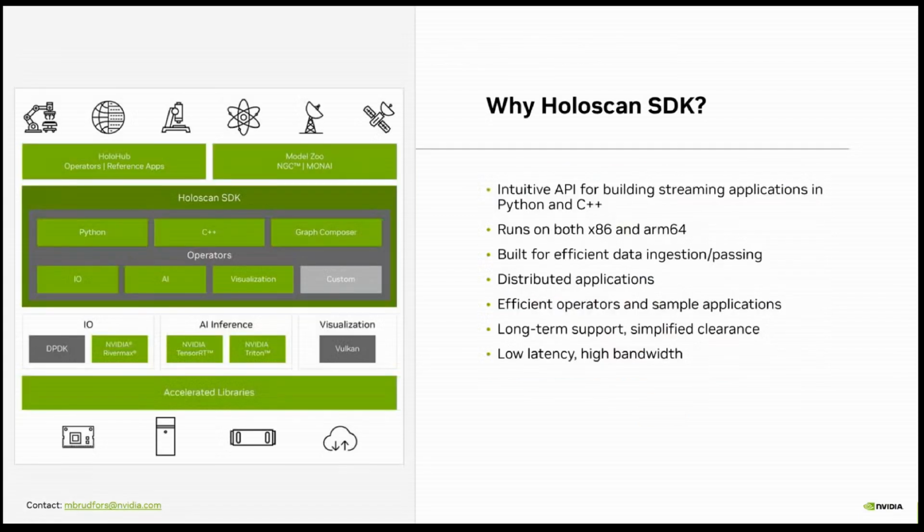So why Holoscan SDK? I'd say the API is quite intuitive, and it runs Python and C++. You can run it on x86 and arm64. You don't have to buy the IGX hardware; you can run it on your laptop or workstation. It's built for efficient data ingestion and passing. You can write distributed applications. This might be more of a part of what's possible, rather than what you should do with it; maybe it could be an interesting use case. There are efficient operators and sample applications already available, and you can create your own. Long-term support and simplified clearance. I haven't gone into details here because this is a lot of info. And it allows for building low latency and high bandwidth applications that might not have been possible unless you used a GPU in a very efficient way.